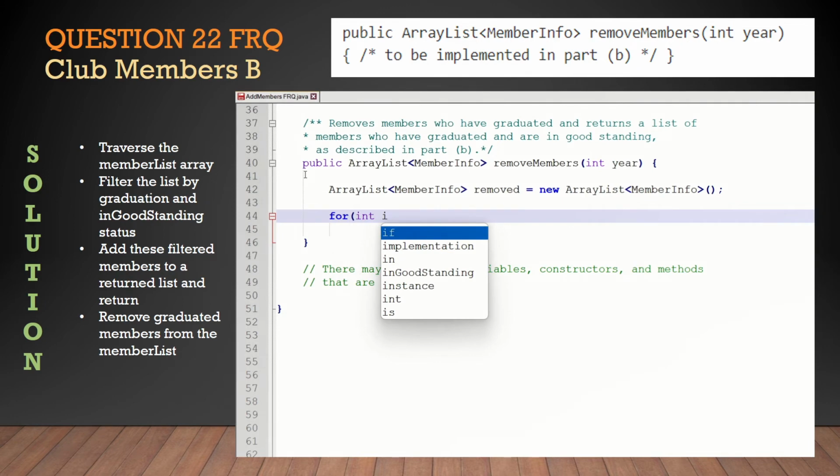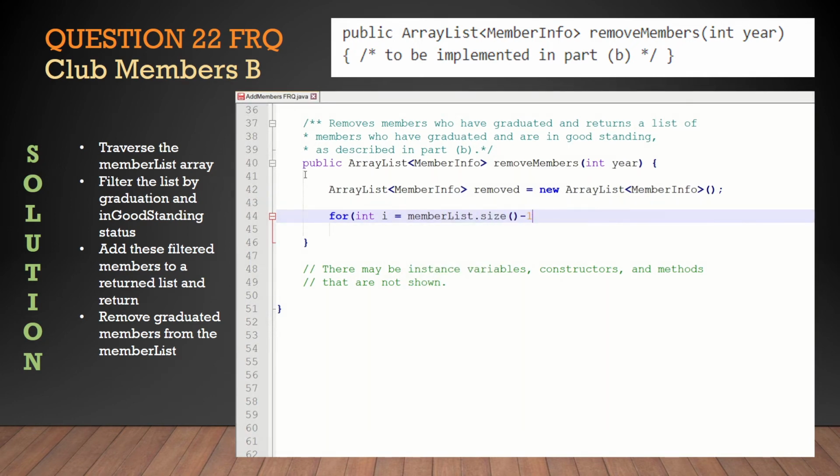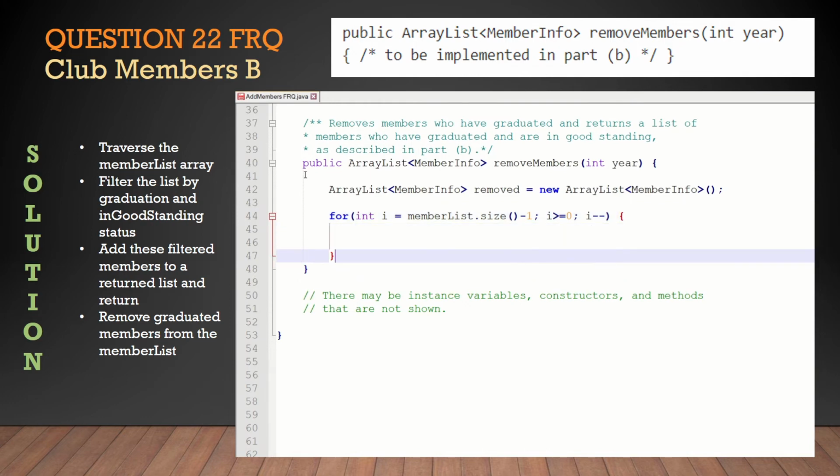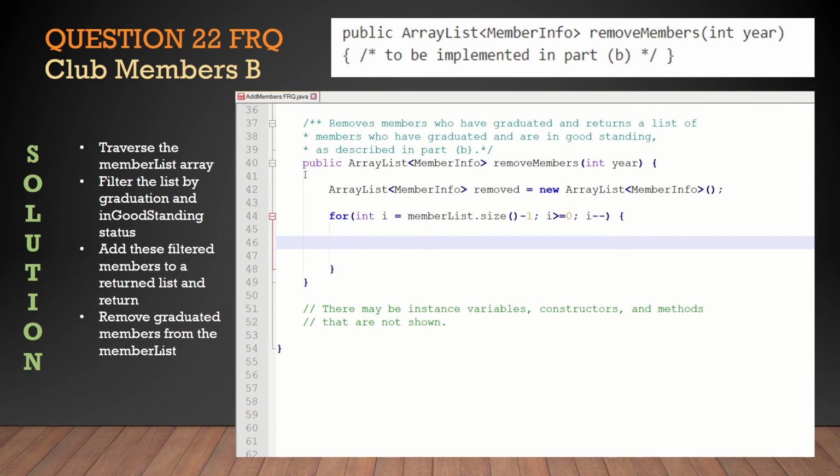Now, we're going to run through the members list. So let's do our for loop that we used before, the one that's going backwards. Start at the end of the list. Stop when you get to 0. I should say stop after 0. So now what we need to do is to select.